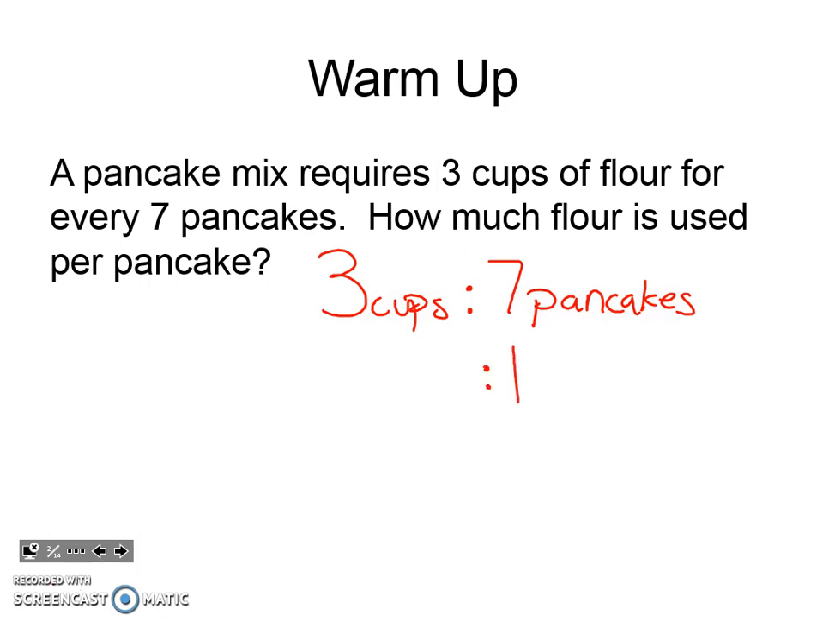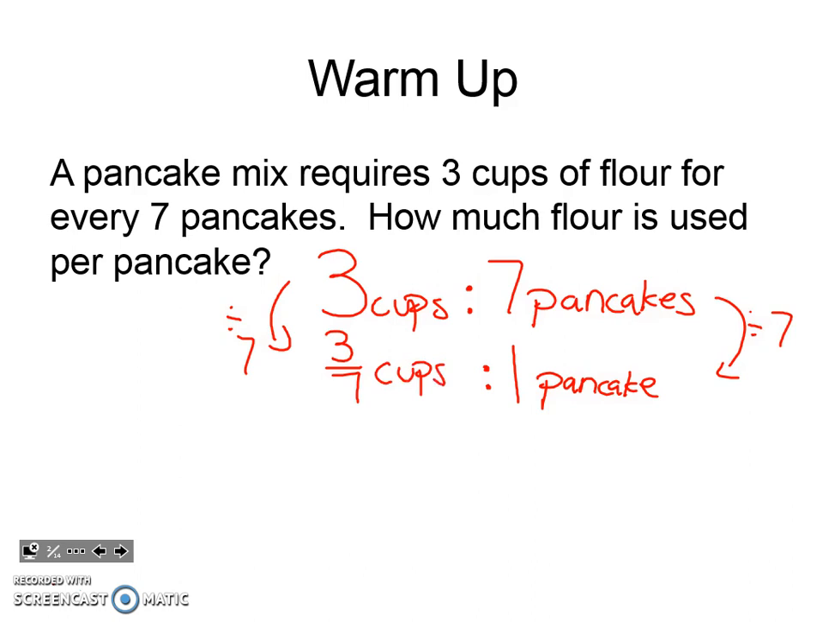So we know that this is a review. To go from 7 to 1, I need to divide by 7. So this gives me 1 pancake. So whatever I do on the right, I need to also do on the left. So I need to divide by 7. Just because this is a weird division problem or a weird fraction doesn't mean that we can't put it there. So 3 divided by 7, we just leave this as a fraction: 3/7 of a cup.